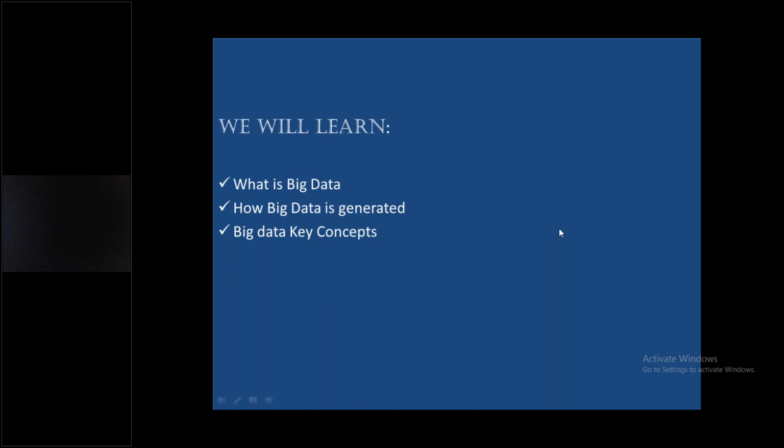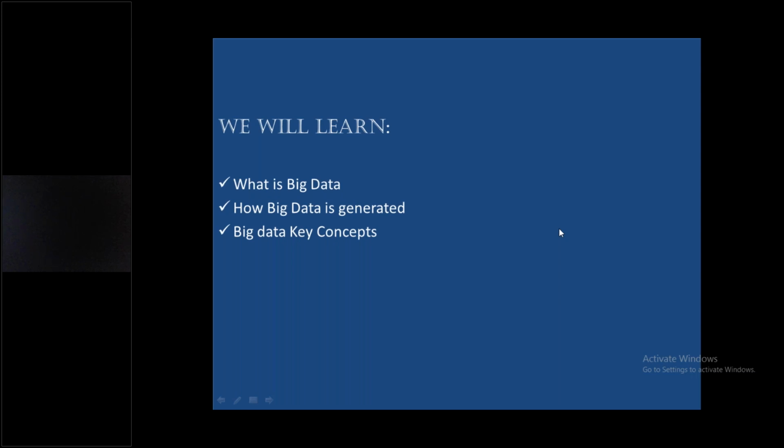Big data key concepts means there are three concepts: volume, velocity, and variety. What is volume? Volume is nothing but how much data you are getting, whether just KB of data, GB of data, or terabytes, or what is the number of records, how many tables are going to update, how many files are going to update. Those all things you need to understand. That is nothing but volume.